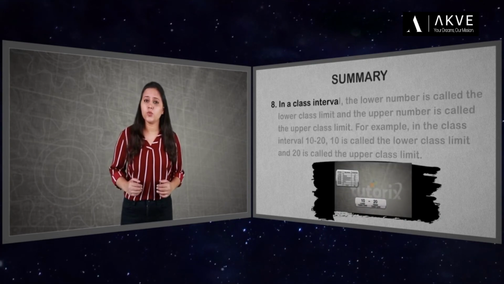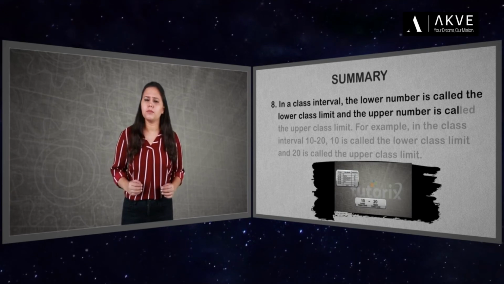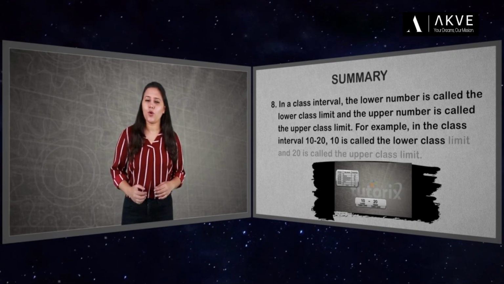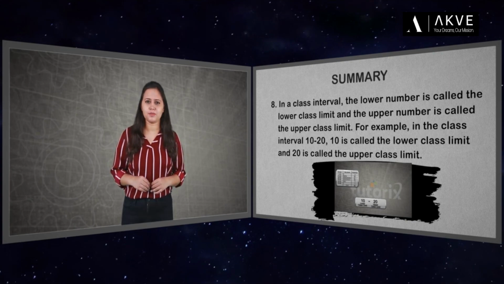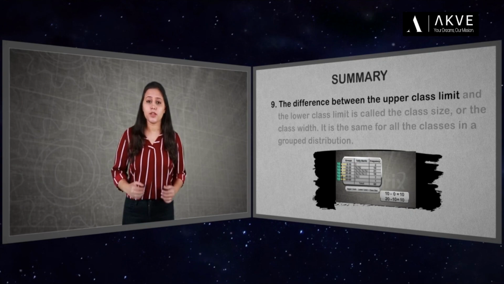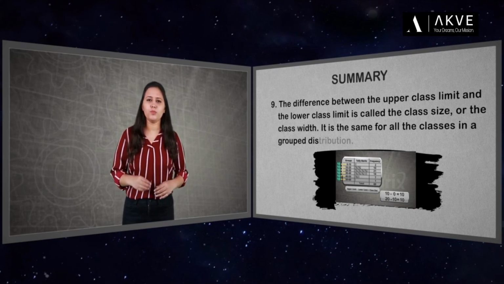In a class interval, the lower number is called the lower class limit and the upper number is called the upper class limit. For example, in the class interval 10 to 20, 10 is called the lower class limit and 20 is called the upper class limit. The difference between the upper class limit and the lower class limit is called the class size or the class width. It is the same for all the classes in a grouped distribution.